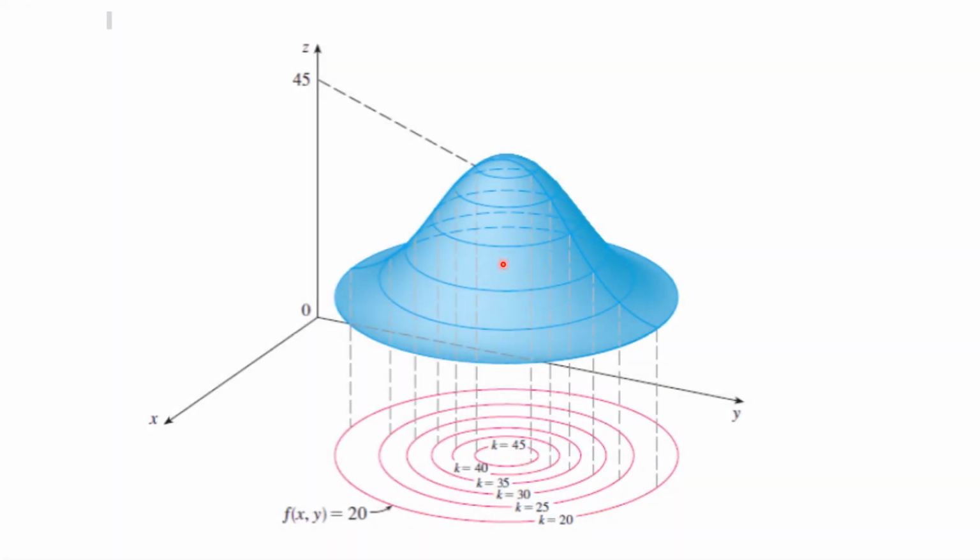And here's an example of that. Here's a three-dimensional thing, and you see this is the level curve for k equals 45. There's k equals 40, and so if you lift these up, this goes up to 45. The next one goes up to 40, and so on and so forth. And the last one goes up to 20, and that is this one right here, although it is not marked.